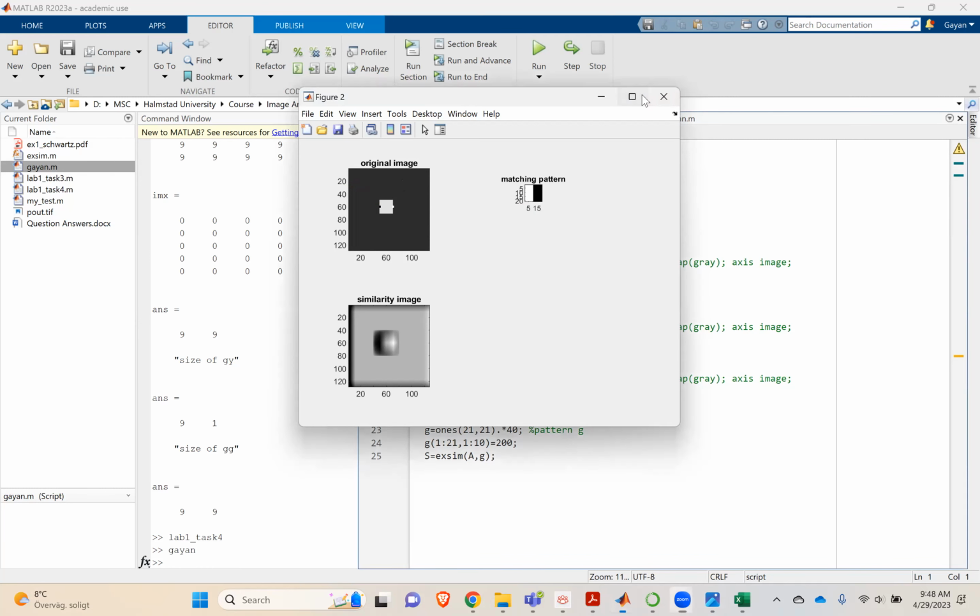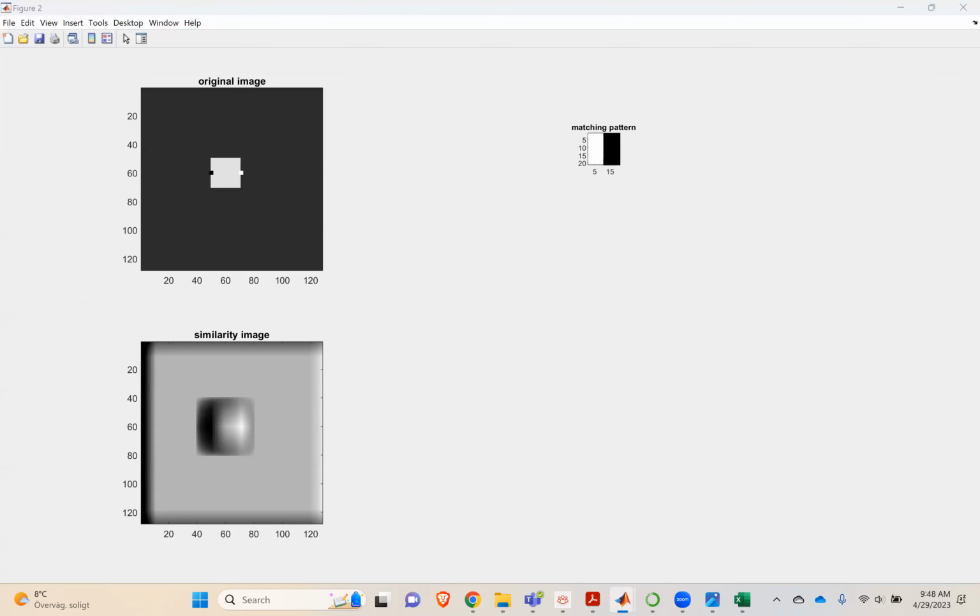I'll make it full screen. Another part of this program is that it will put a black dot if it finds the highest mismatch position, and if it finds the highest matching position, it will put a white dot. So the program itself puts the black dot.